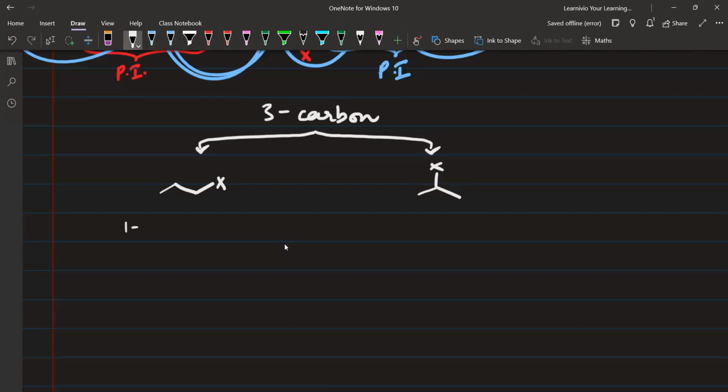This is propane. Now, instead of halo you can have chloro, bromo, fluoro, iodo, all of these things. The common name is going to be n-propyl halide.